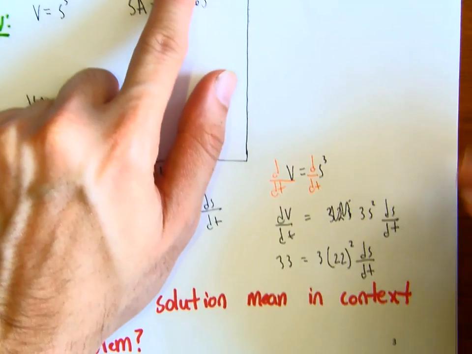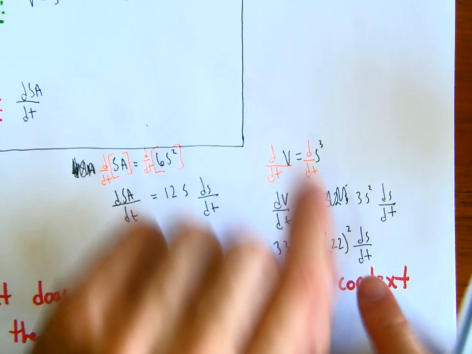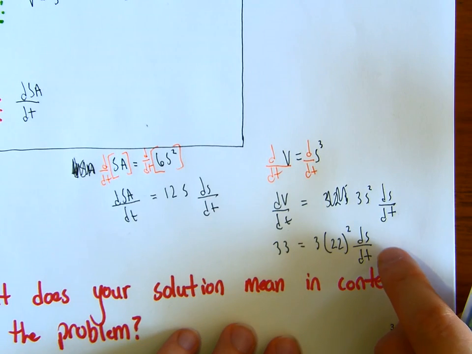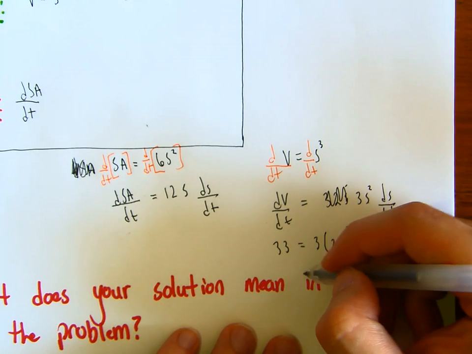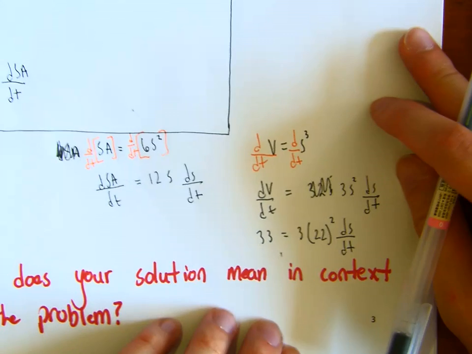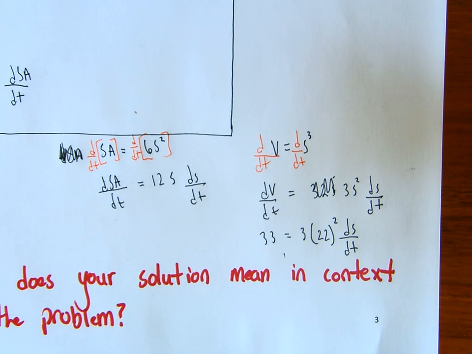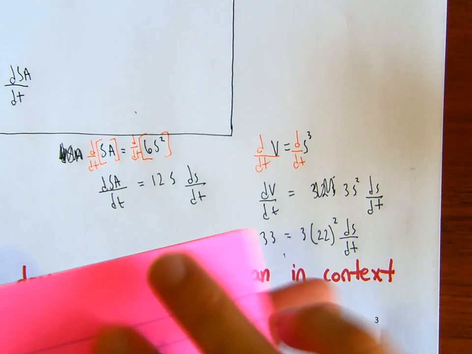So notice, what was the point of doing this over here? Now we can get ds/dt by itself. Let me get, do I have a post-it here next to me? Okay, hold on, sorry. Okay, got a post-it here.